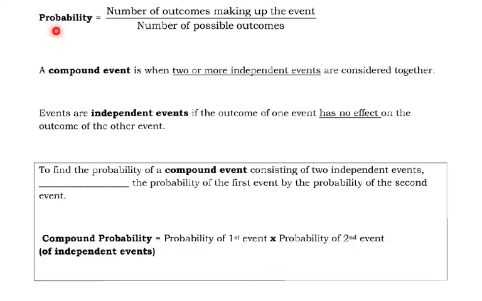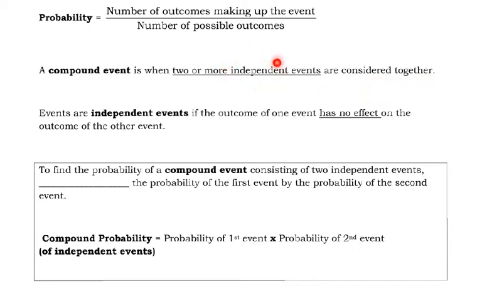All right, so first we have the way to calculate probability, or the definition of it, and that's the number of outcomes making up the event divided by the number of possible outcomes. And so sometimes you're asked to find the probability of a compound event. And a compound event is when two or more independent events are considered together.